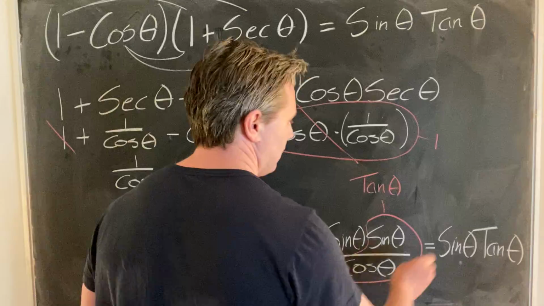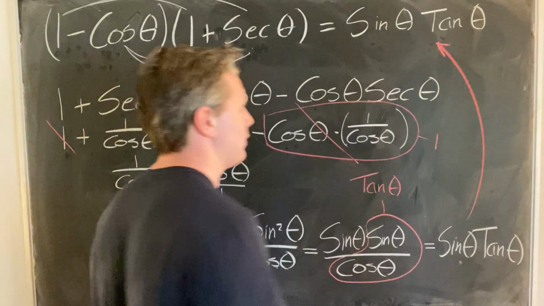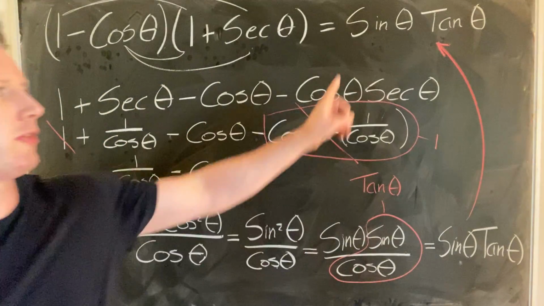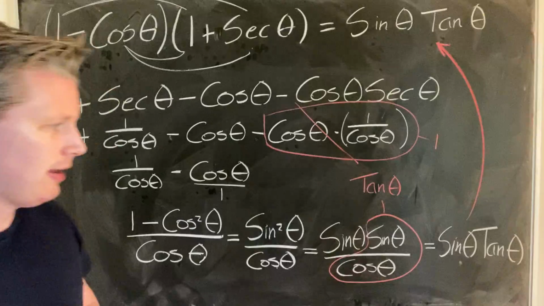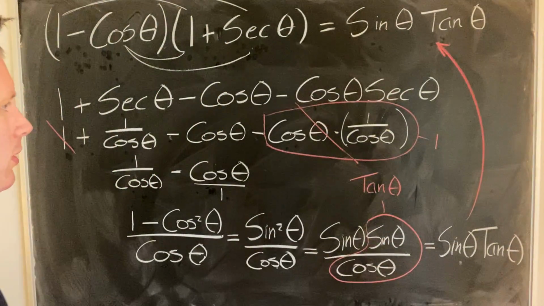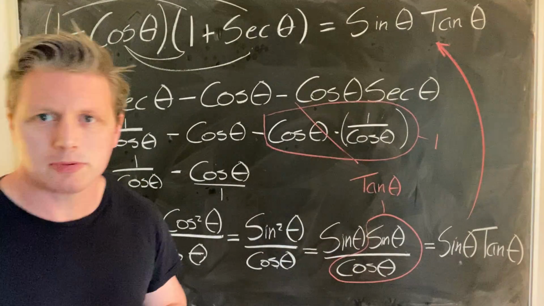That is what I wanted to prove. I wanted to show that 1 minus cosine theta times 1 plus sec theta was sine theta times tan theta. And I have managed it. That is exactly what I have in the end, so it is proved. And so that is how you go about this particular question.